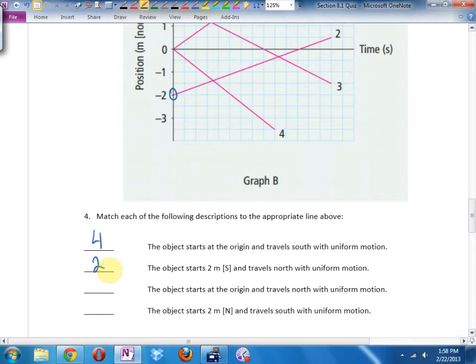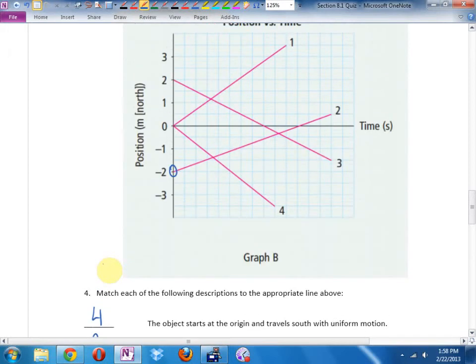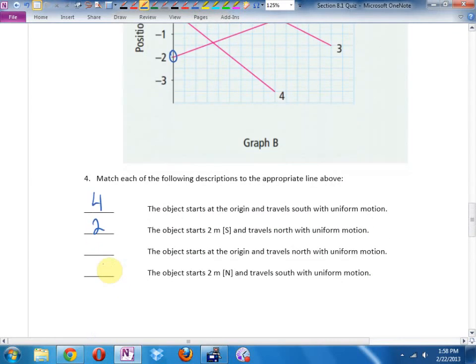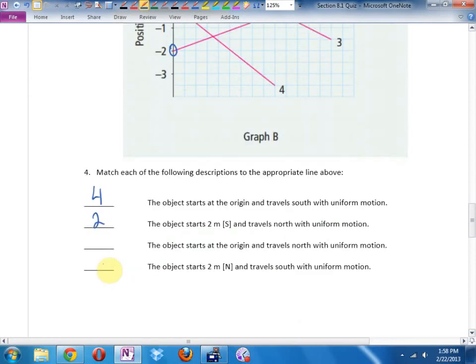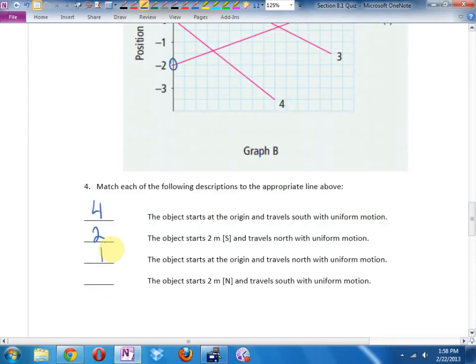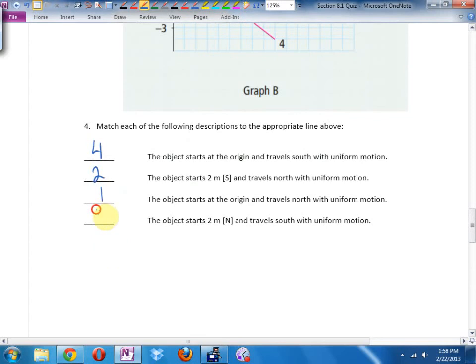The object starts at the origin and travels north. Which, this one here? This one starts 2 meters south. Starts at the origin, travels north. I think that's graph number 1. Starts 2 meters north and travels south. I think that's graph number 3. So 4, 2, 1, 3.